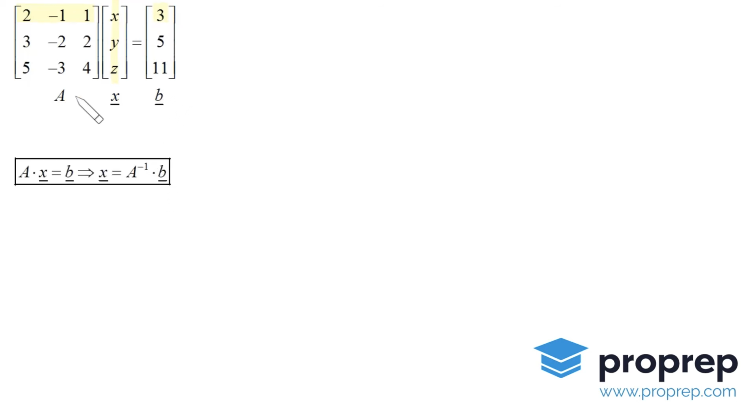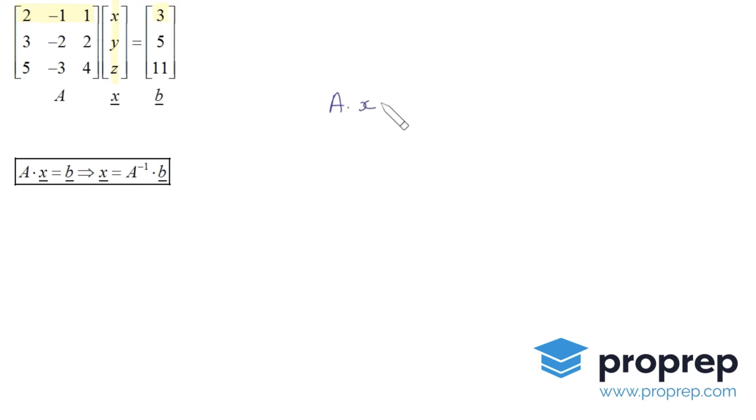And it turns out that if we have this equation like Ax equals b, which is what we have, then x is given by the inverse of A times the vector b. You don't have to know why, but I'll just quickly show you.